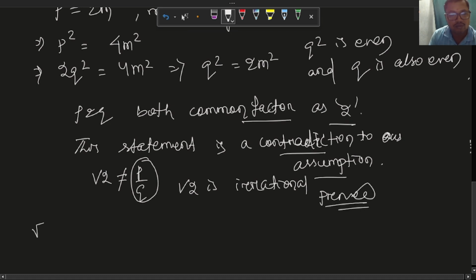In the same way, you can solve that root 3 is irrational, and also that root 5 is irrational. So please solve these two questions and comment to tell me whether you understand or not.